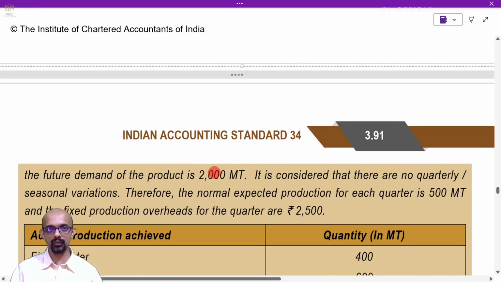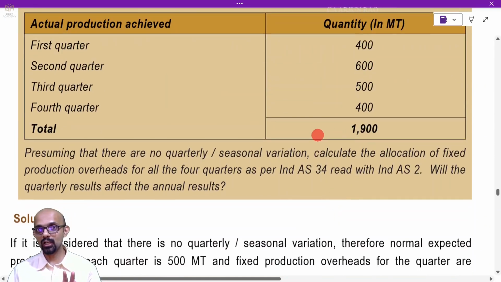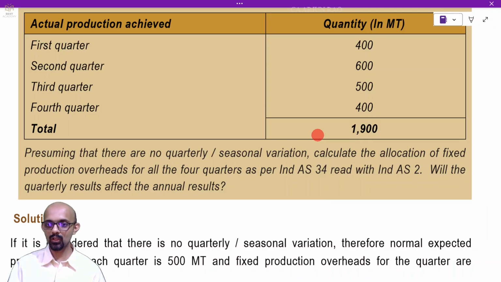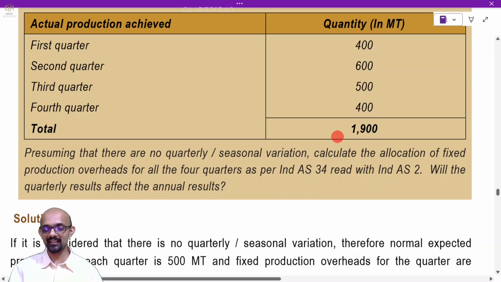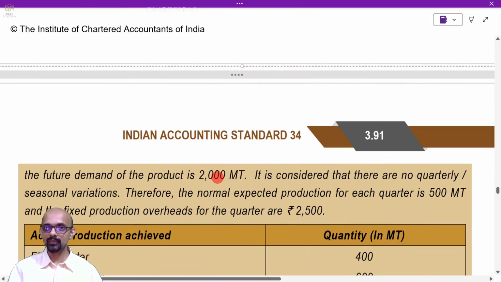Normal capacity is 2000. So do we absorb 5 per unit on 2000 or on 1900? We should not absorb for 2000 units, because only 1900 is produced at the end of the year. It will be 1900 into 5 only. The absorption rate is never increased, because then you will end up valuing stock above cost. So we absorb using normal capacity or actual capacity, whichever is higher. For the year, when you prepare annual financial statements, which is higher? Normal capacity is higher, so that is used to calculate the absorption rate.